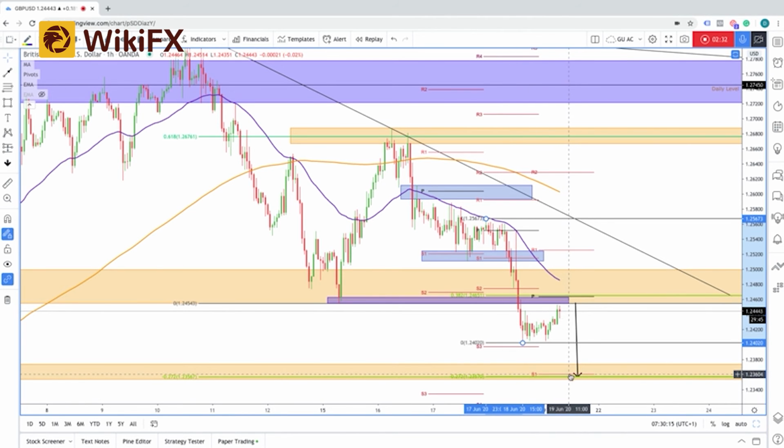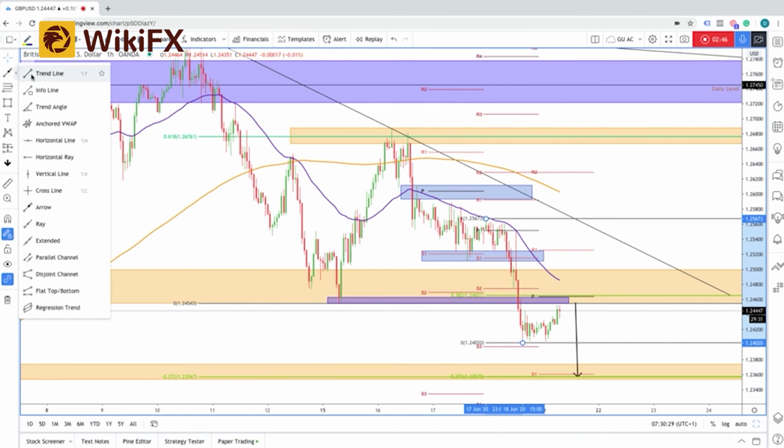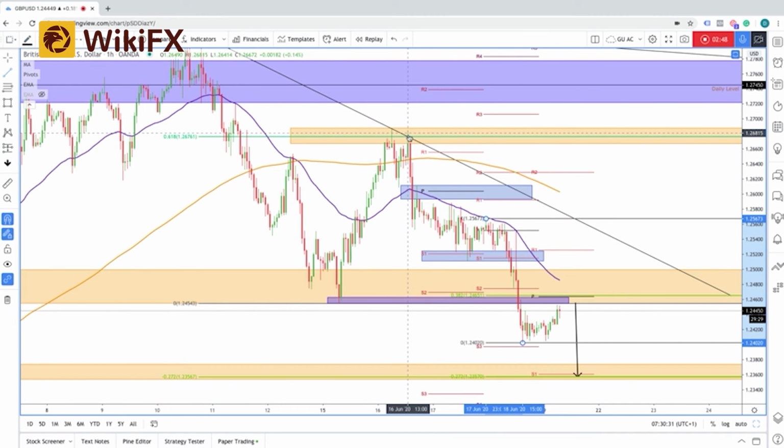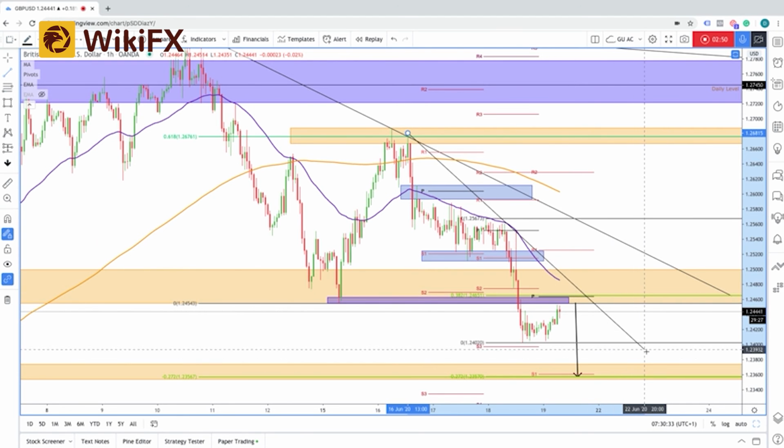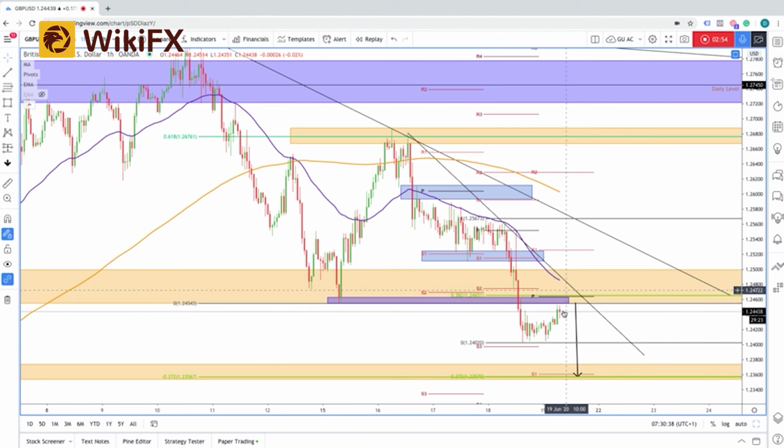We do have S1 also in this region here. We do also have the 50 exponential moving average in this region, where price could also find some further levels of resistance. In addition to that, we have another minor sort of trend line that if price does come into test, then we can expect potentially some further downside on this pair.